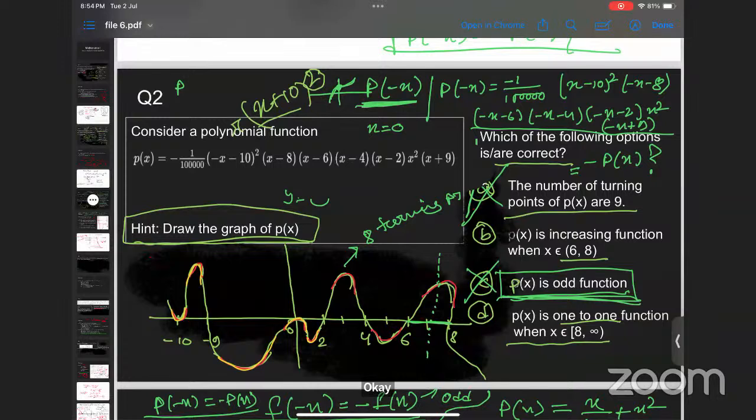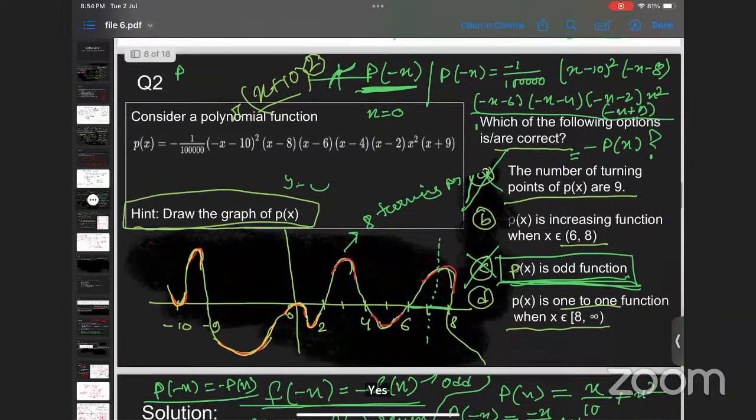Yes, ma'am. So we need to substitute minus x in the place of x to arrive at whether the function is odd or even. Okay. Ma'am, one question.